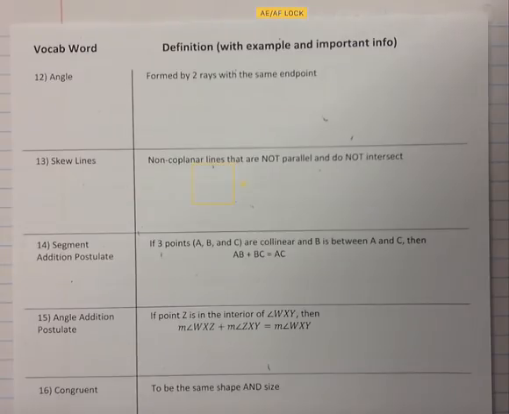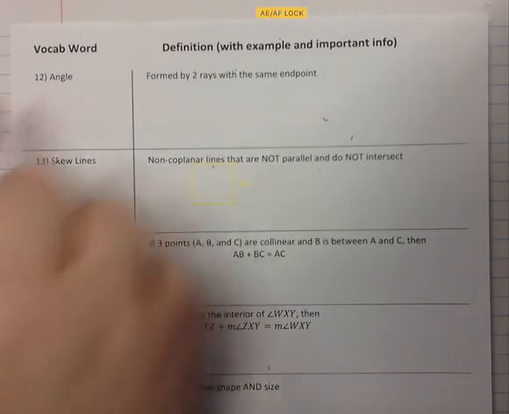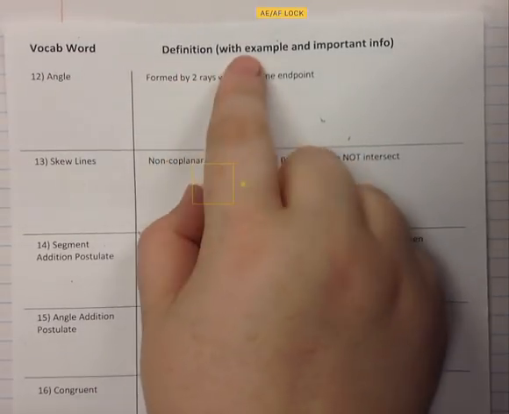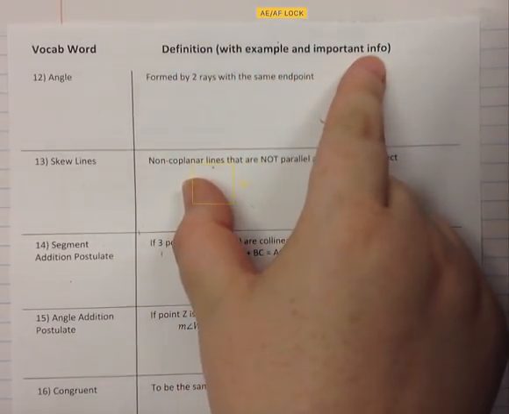This video is continuing with geometry vocabulary. We have a vocabulary word. We have our definition written. We're going to put examples and important information for the ones that need it.